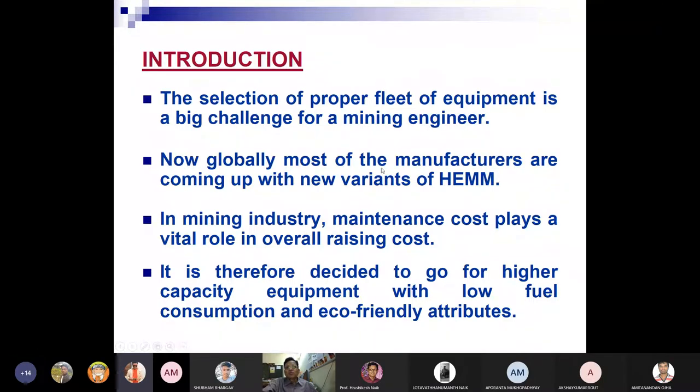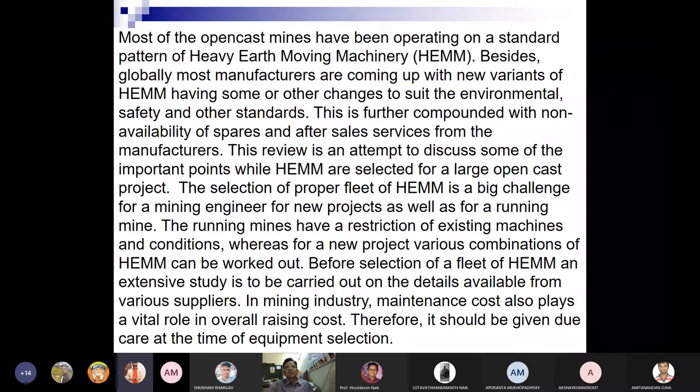Now, globally, most of the manufacturers are coming up with new variant machineries. In the mining industry, maintenance cost plays a vital role in the overall rising cost of the minerals. It is therefore decided to go for higher capacity equipment with low fuel consumption and eco-friendly alternatives. Most of the open cast mines have been operating on a standard pattern of heavy earth moving machineries. Besides, globally, most manufacturers are coming up with new variants of heavy earth moving machineries, having some changes to suit the environmental conditions, safety requirements, and other standards.